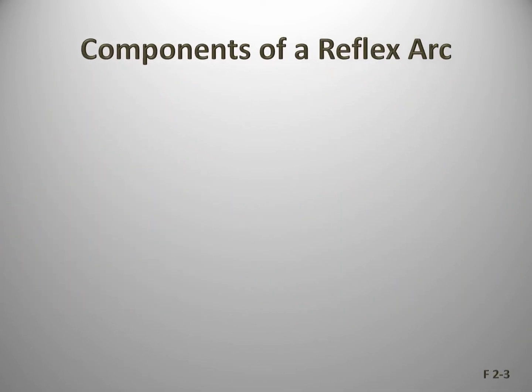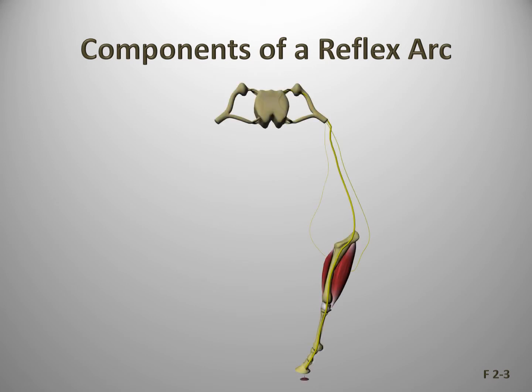Let us review the components of a reflex arc. To start, we need a receptor to sense the initial input. In this case, the receptor and the sensory neuron are the same because the free nerve ending of the afferent neuron detects the irritation caused by the offending object and converts this sensation into an action potential, which is carried to the spinal cord.